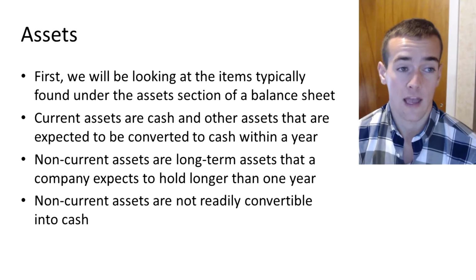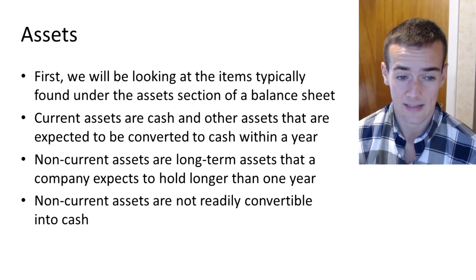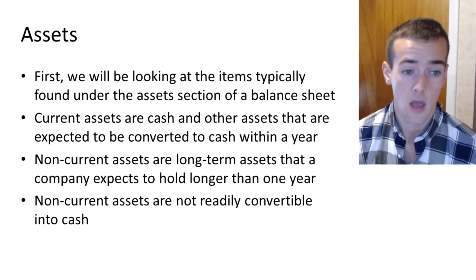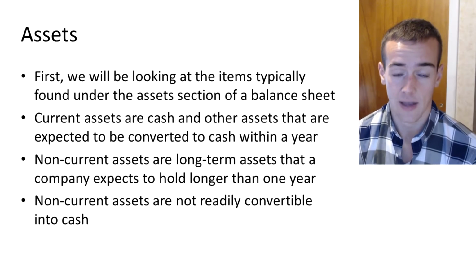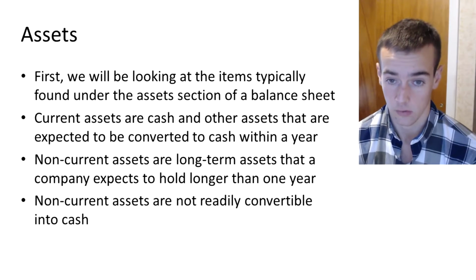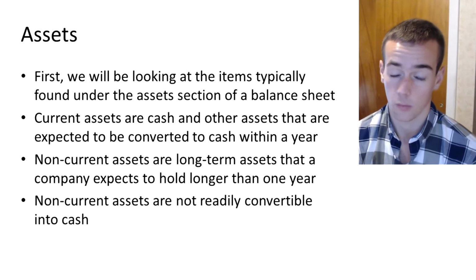So first of all, we have assets. So we will be looking at the items typically found under the assets section of a company balance sheet. So you have current assets and then non-current assets, and we're going to give some examples of these. But current assets are cash and other assets that are expected to be converted to cash within 1 year, while non-current assets are long-term assets that a company expects to hold longer than 1 year.